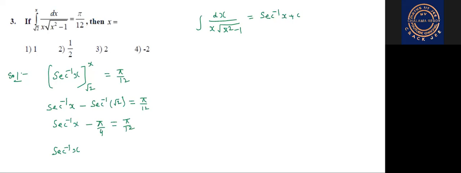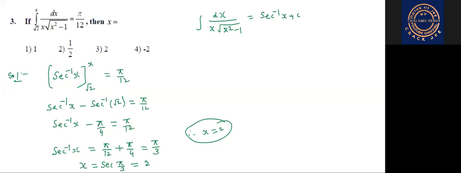Students, observe here: pi by 12 plus pi by 4. What is the LCM? 12. In the numerator we get 3 pi plus pi, 4 pi. 4 pi by 12 means pi by 3. Once see the calculation. So secant inverse x is pi by 3, and x is equal to 2. We got the answer. Which option is correct? Third option.